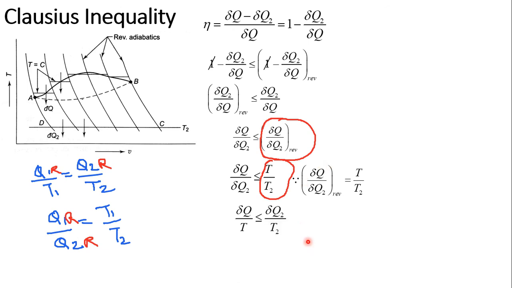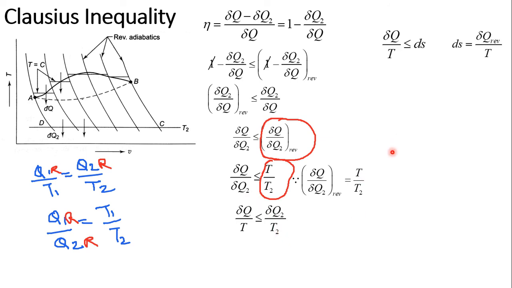So what you will get now, just manipulate the terms, take this T to the denominator side. Now if you see in this equation, the reversible term has been removed. It has been replaced by T by T2. That is why here Q is not reversible. Remember this. So delta Q by T is less than or equal to delta Q2 by T2.